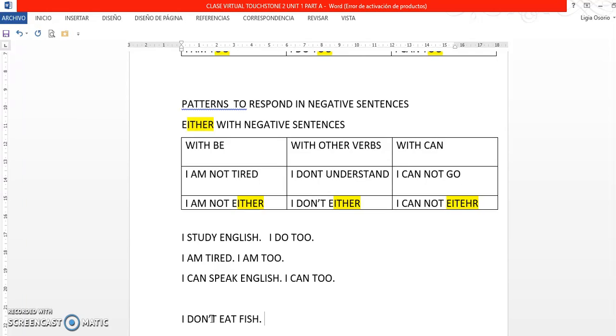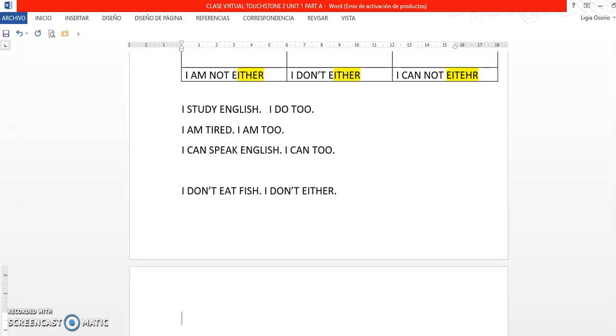Pay attention to the pattern. If you are using the auxiliary verb, with the same auxiliary verb, you are going to answer. I don't eat fish. You have to say I don't either. Either is always placed at the end of the response, okay? For example, I don't eat fish. I don't either, okay? Yo tampoco. Another example.